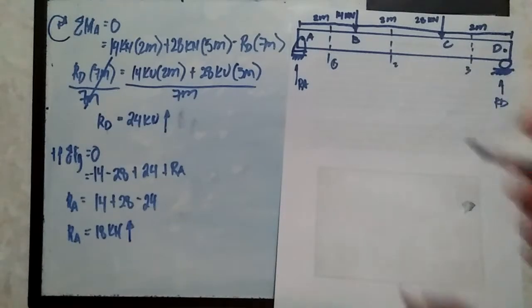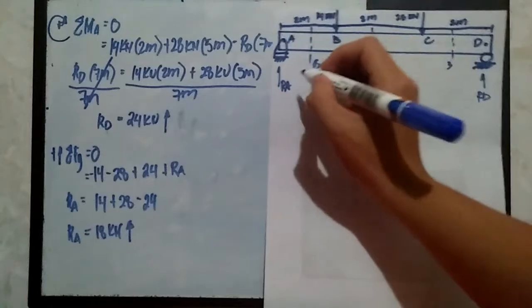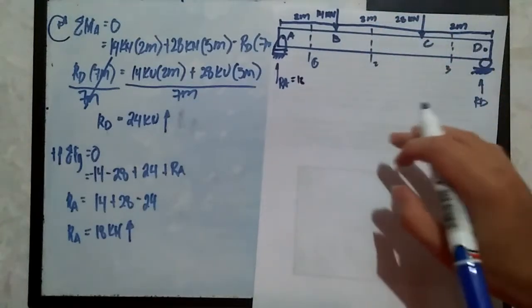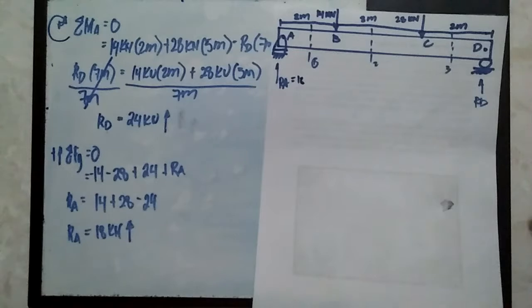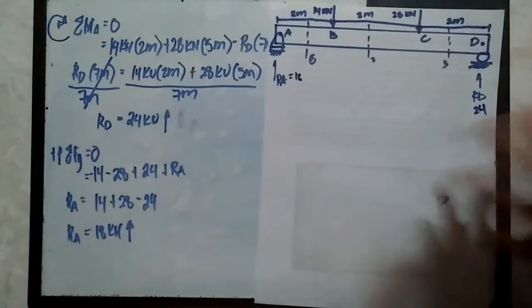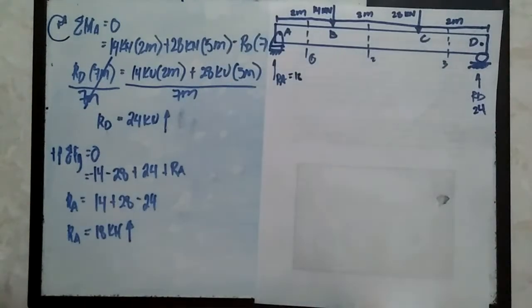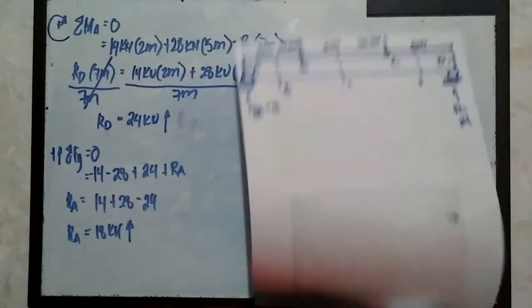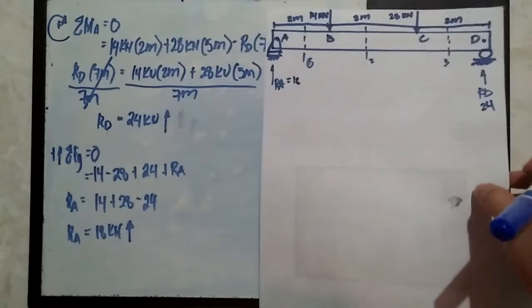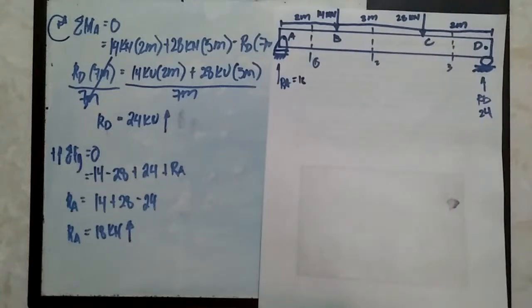So I'm just going to write it here. R sub A is equal to 18 kilonewtons. And then R sub D is equivalent to 24 kilonewtons. Okay, so we managed to solve for the reactions. And the next step that we must do is to apply the method of sections so that we can solve for the internal forces acting on the beam.